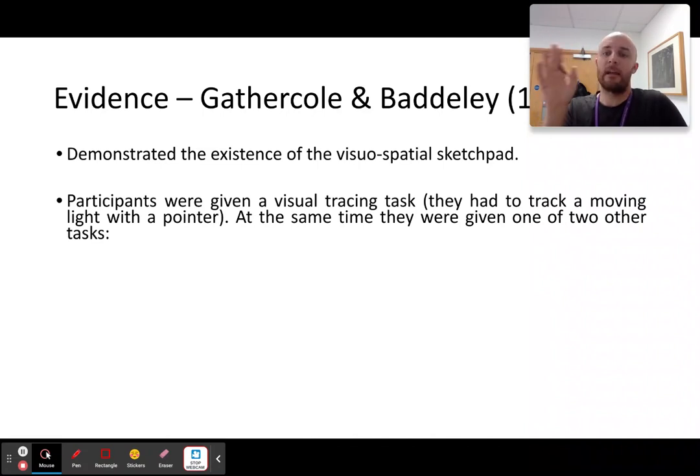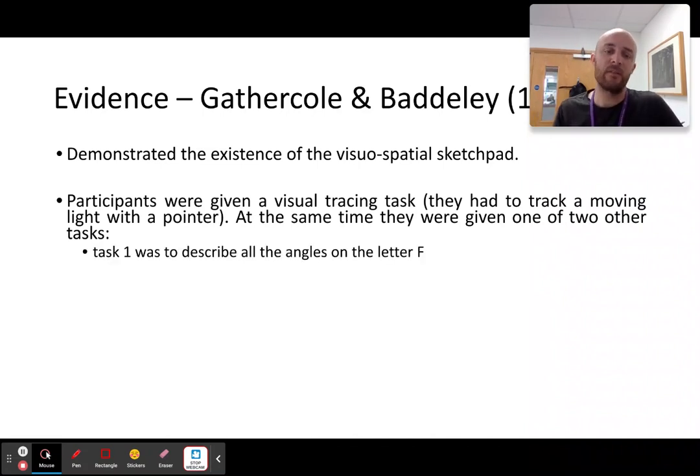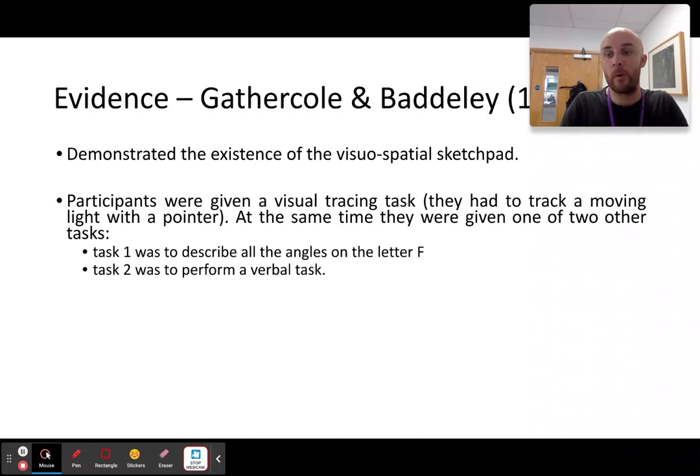They would track a light around the room, and they again got them to do one or two tasks. They would either get them to describe all the angles on the letter F, like I said earlier, or they got them to track the laser pen and perform a verbal task at the same time. Now, the laser pen is a visual spatial task. You need to understand that.